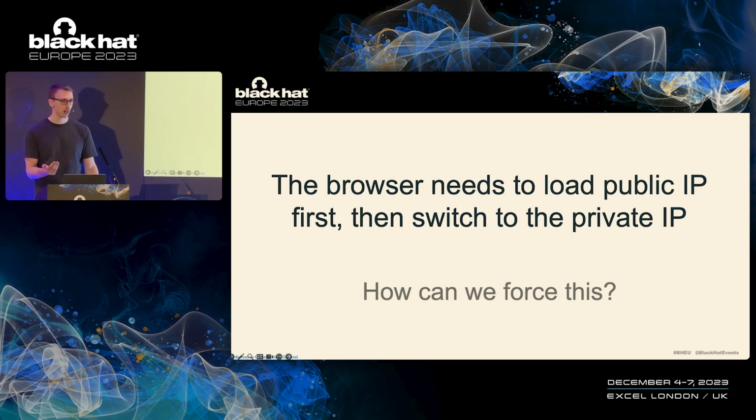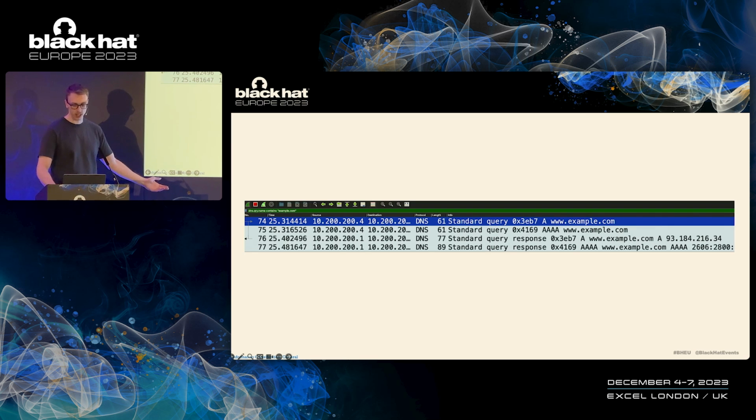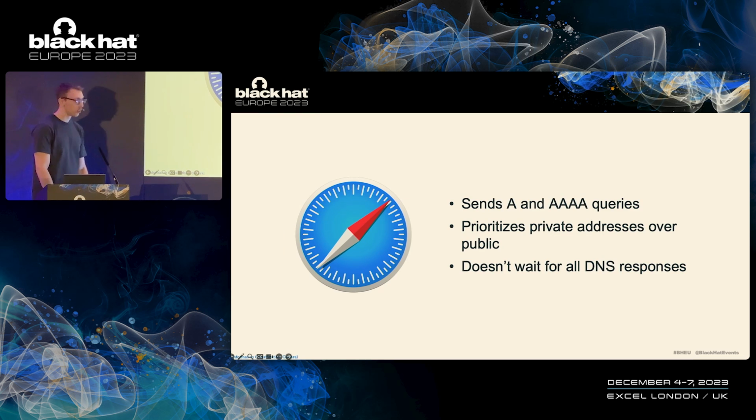We need to find a way to get browsers to load from the public IP address first and then trigger them to switch to accessing the private IP address. And how can we force this? Now, with many things, the answer lies if you just open up Wireshark and have a look, and you'll get a nice clue here. So what I did, opened up Wireshark, tried to load www.example.com, and you'll see I got two DNS lookups. So we've had the A query that we've been talking about so far, but also there's a quad A query for an IPv6 address rather than IPv4 address. And this provides the key to the techniques I'm going to show you now for attacking both Safari and Chromium-based browsers. So let's start with Safari.